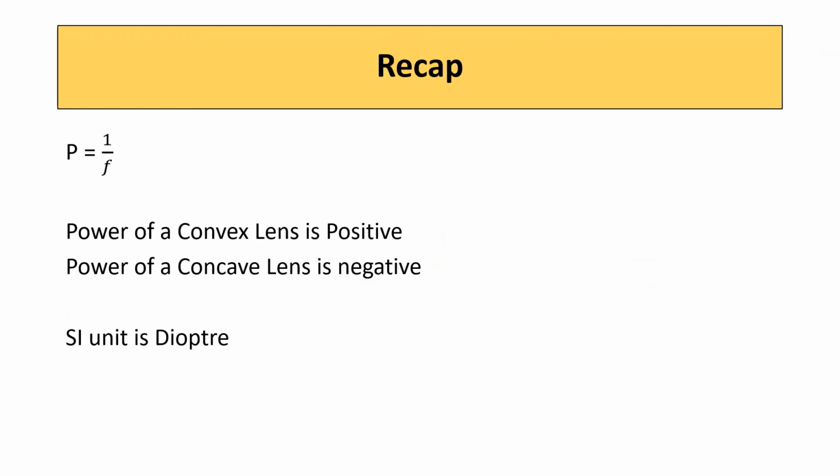In this session, we learned about power of a lens. Power is defined as the reciprocal of the focal length. P is equal to 1 by F. And for a convex lens, the power is positive, and for a concave lens, the power is negative. SI unit is diopter.